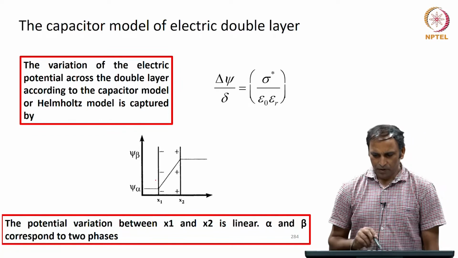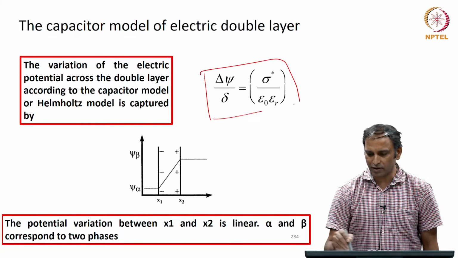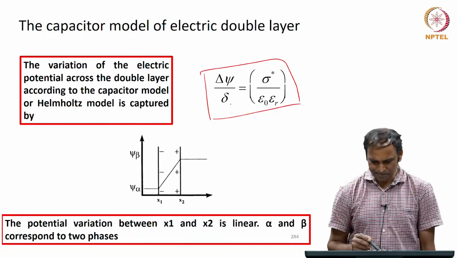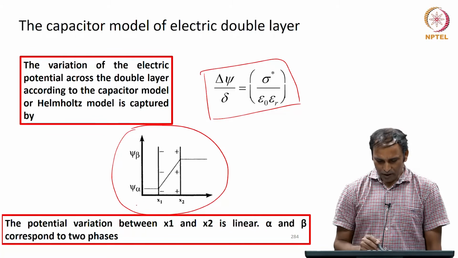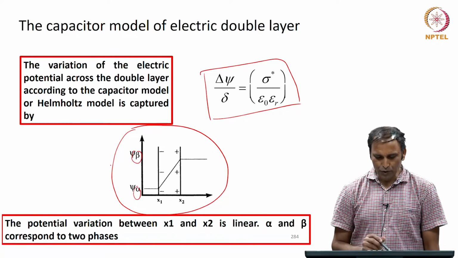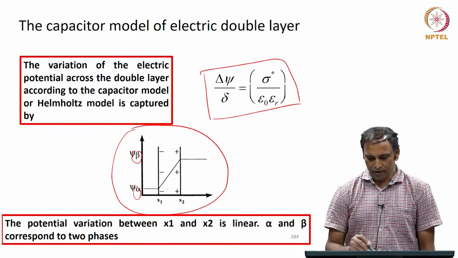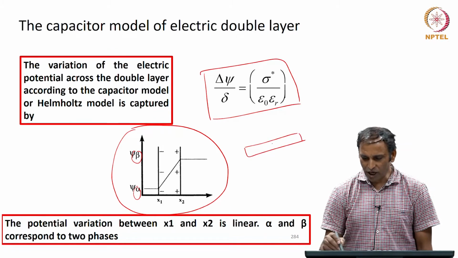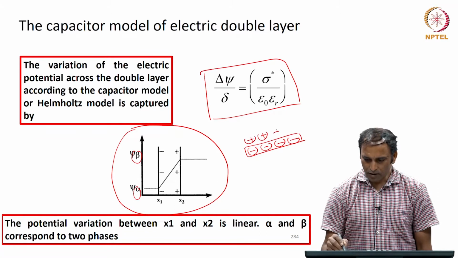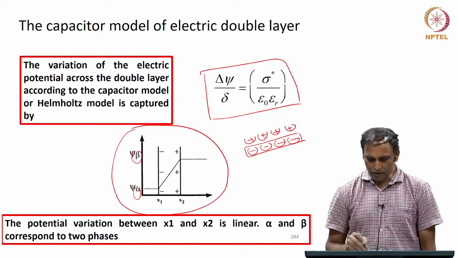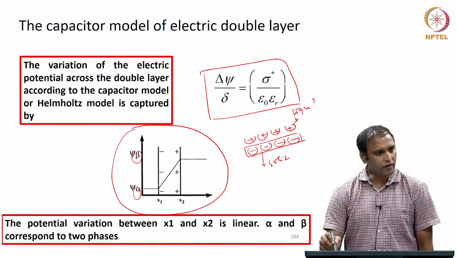So, in the electrical double layer, this essentially is the Helmholtz model for the electrical double layer. What you are seeing is a depiction where alpha and beta essentially refer to two phases. In this case, we had a charged surface, right, okay, and there are going to be counter ions. Now, when I say two phases, in this case one is a solid phase and the other one is a liquid phase, right.